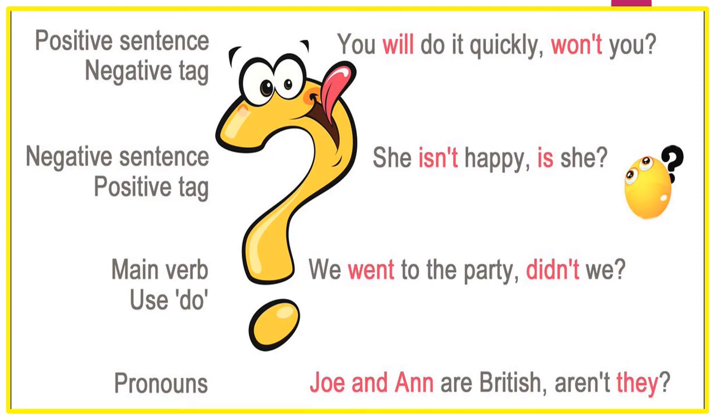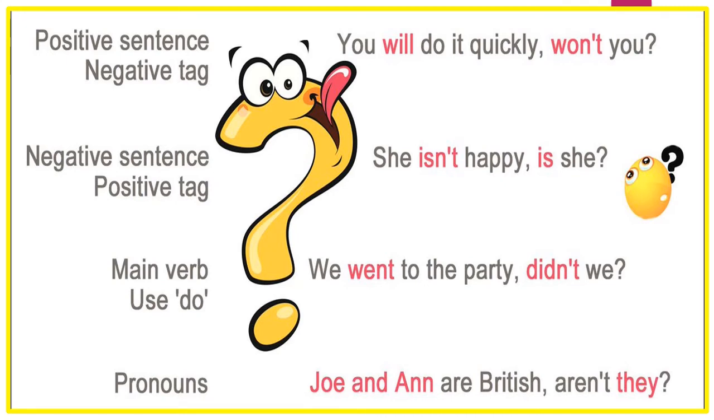See the next one. She isn't happy. The sentence is positive or negative? Yes, it's a negative sentence because there is the word not. So if the sentence is negative, the tag must be positive. So she isn't happy. What's the tag? Is is the auxiliary. The sentence is negative and the subject is she. So is she. Is she is the question tag. So always remember, a negative sentence takes a positive tag.